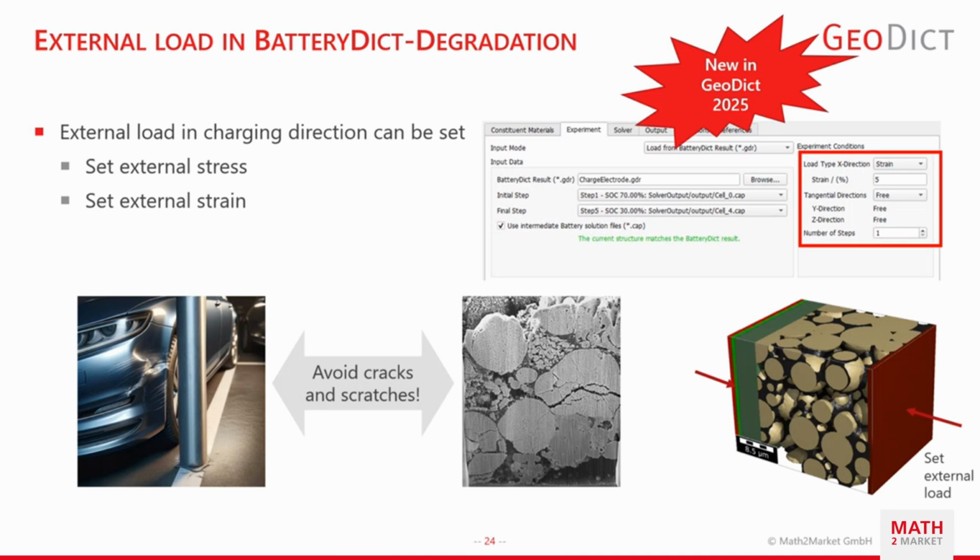And one important feature that we were asked in the past were the boundary conditions for this module, because so far it was not possible that you have a certain defined external stress or strain on the volume domain that you simulate. But for example, the all-solid-state batteries, they are always operated at a certain external pressure. And now in GeoDict 2025, we have a new boundary condition for the battery degradation, that you can put an external stress or external strain on your structure while you are doing this battery degradation simulation.